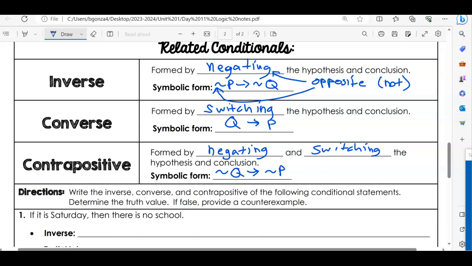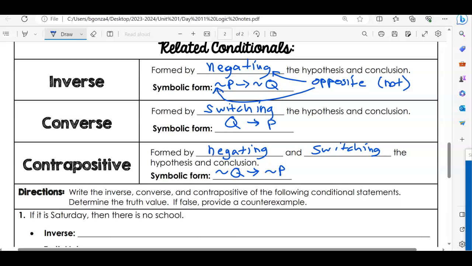Now, what is the contrapositive of: if I'm Mr. G, then I'm cool? The cool is coming to the front and becoming opposite. If I'm not cool, Mr. G is going to the end and becoming not Mr. G. So if I'm not cool, then I'm not Mr. G. That's how it works, okay?